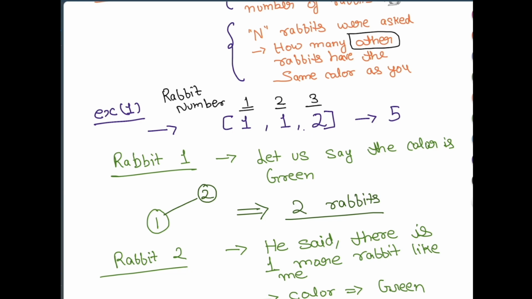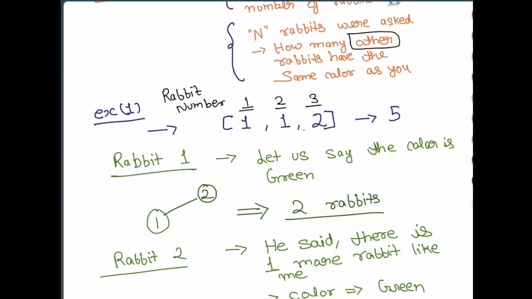But then the problem is, the rabbit number 1 told that apart from me, there is just one more rabbit which is of green color. So it can either be this one or this one, but not both. So both cannot be of green color, right? And after processing this, we have already assigned the color green to these rabbits. So I can't assign the color green to the rabbit number 3, because if I assign this guy the color green, and this is green and this is green, then the answers given by rabbit number 1 and rabbit number 2 will be false because they are claiming that there is just one more rabbit of green color. The third one is claiming that there are 2 rabbits of green color. So it's not possible, right?